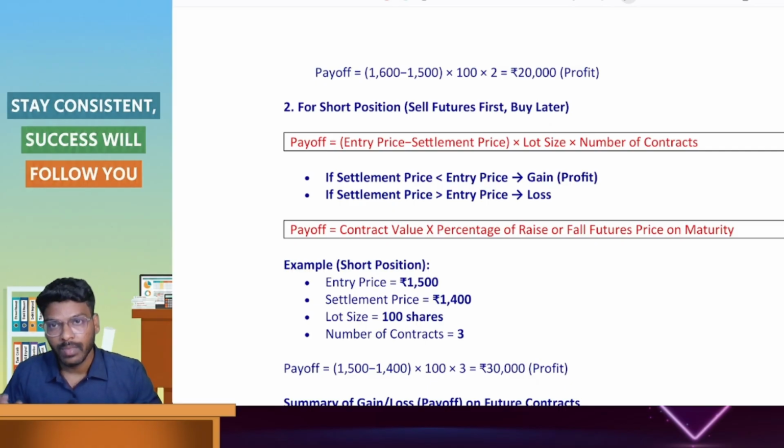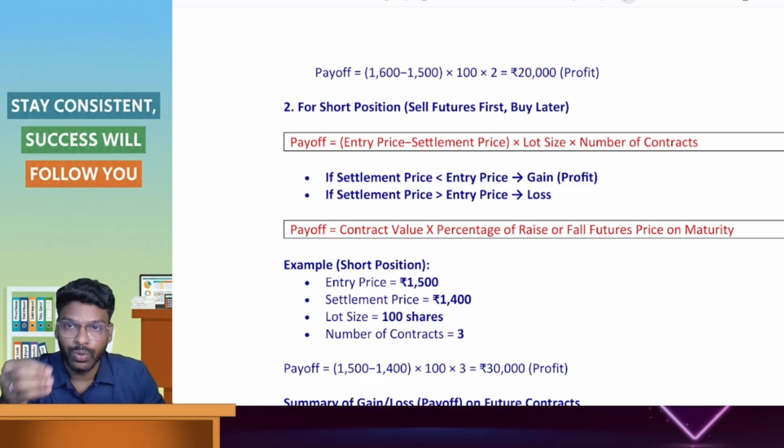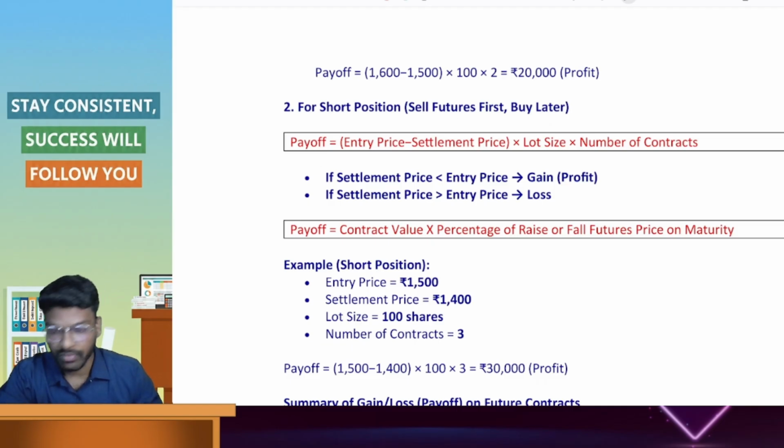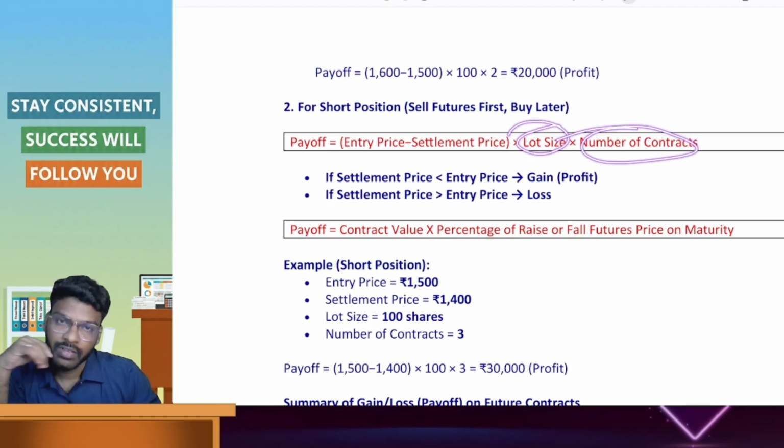Cost will be the sale price. He has expectations that the sale price will decrease. So he has entered into a contract for a cost. Cost minus sale price, that is low price, will give you the gain for Mr. B. Multiplied by lot size and number of contracts, it will give you the total payoff.